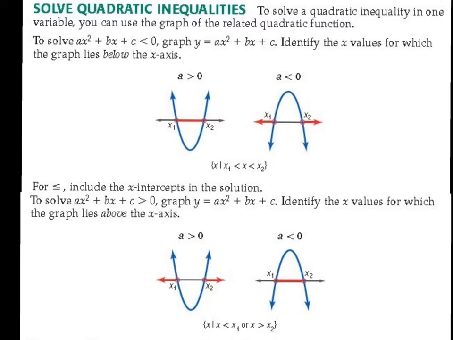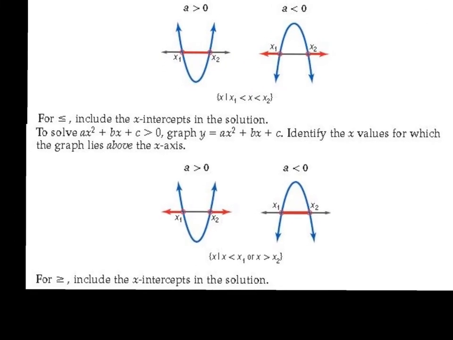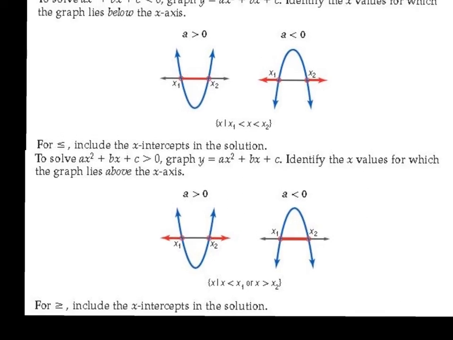To solve ax squared plus bx plus c is greater than 0, graph y equals ax squared plus bx plus c. Identify the x values for which the graph lies above the x-axis. For greater than or equal to, include the x-intercepts in the solution.